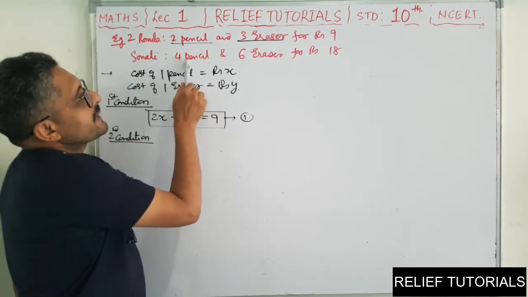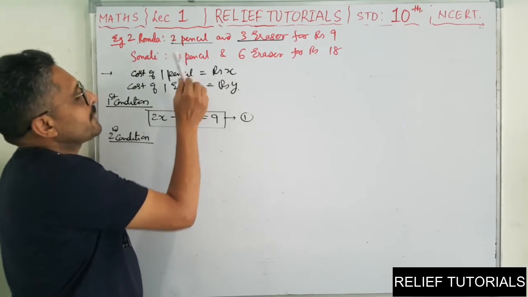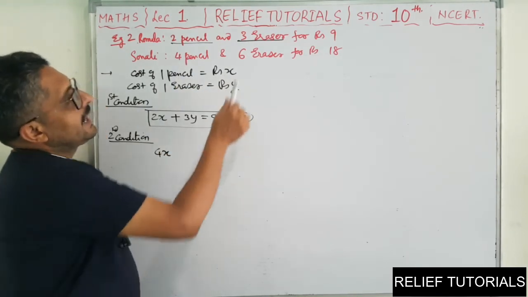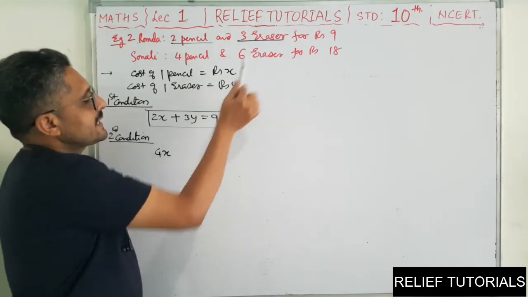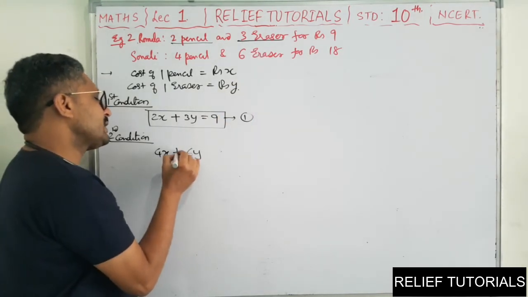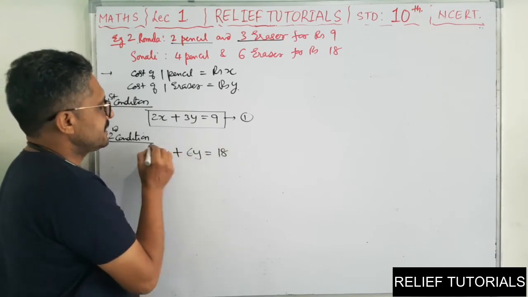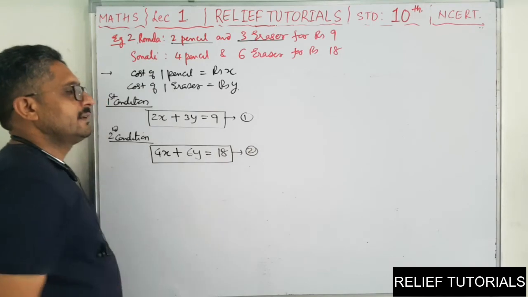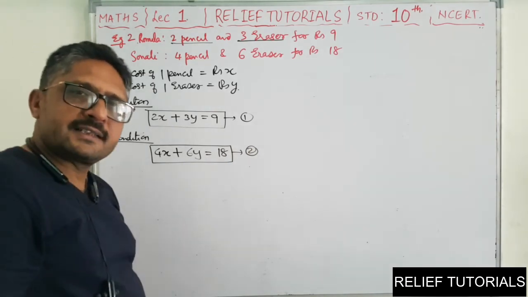Now second condition. Sonali purchased 4 pencils. So the cost of 1 pencil is x. So 4 pencils will be 4x. And 6 erasers. So 1 eraser is y. So 6 erasers will be 6y. And the total cost is equal to ₹18. So you got the second condition. Have you got it, friends?